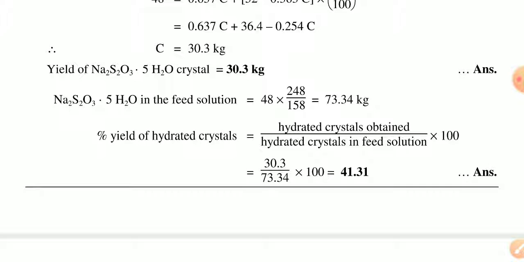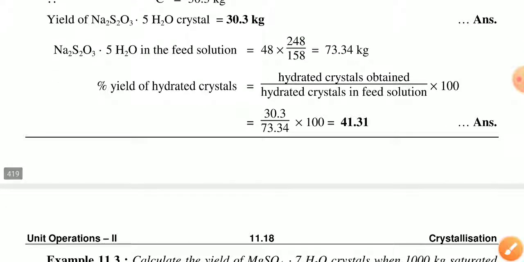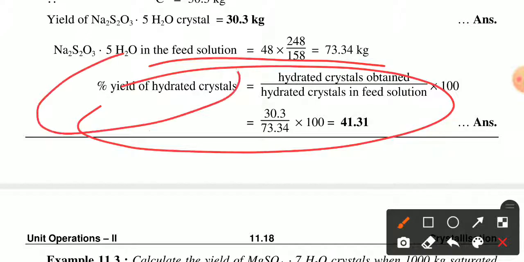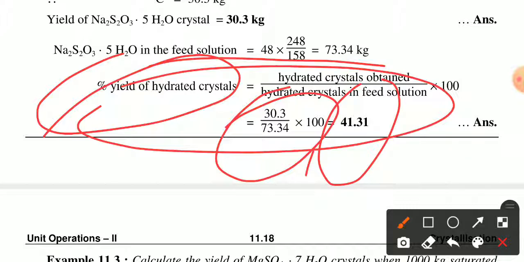73.34 kg. The percentage yield of the hydrated crystals is the hydrated crystals obtained divided by the hydrated crystals in the feed solution, multiplied by 100. So the overall answer is 30.3 by 73.34 multiplied by 100, which is 41.38. This is the equation we used for the yield. So putting in all the values, the answer is 41.38.